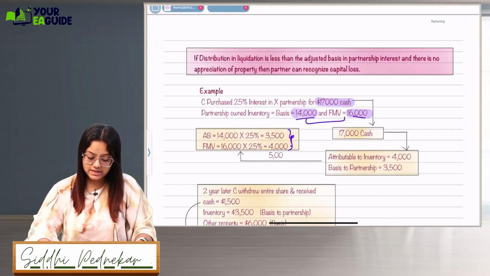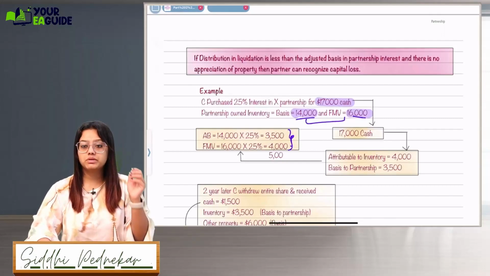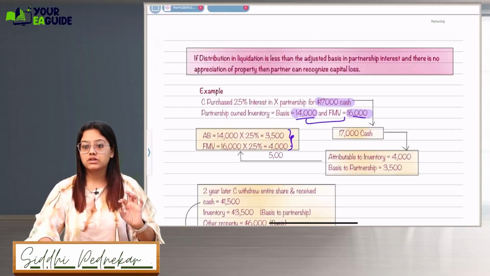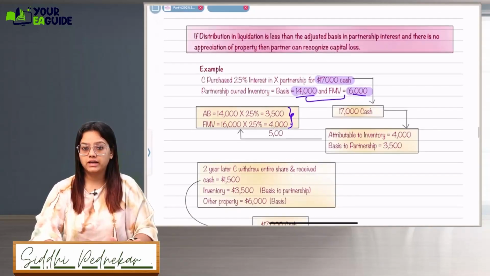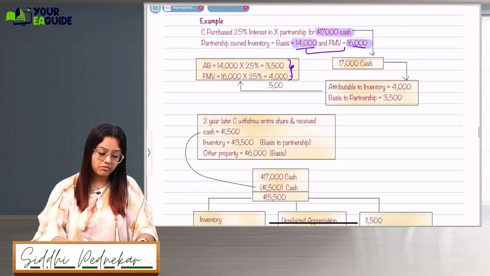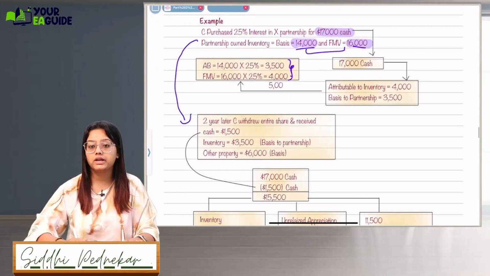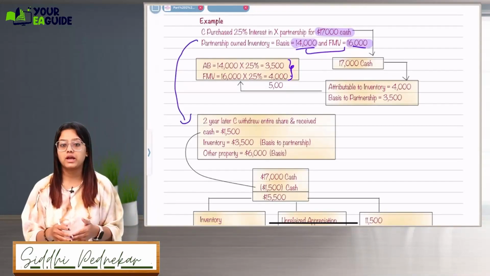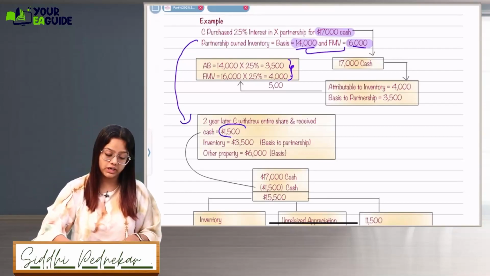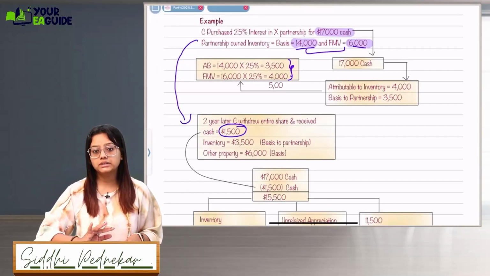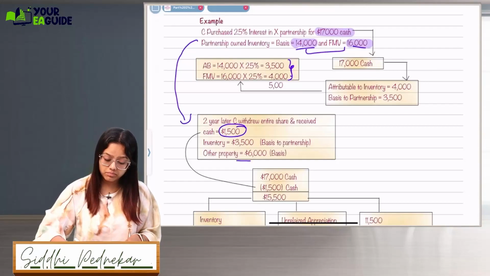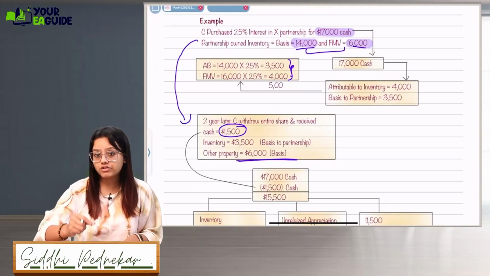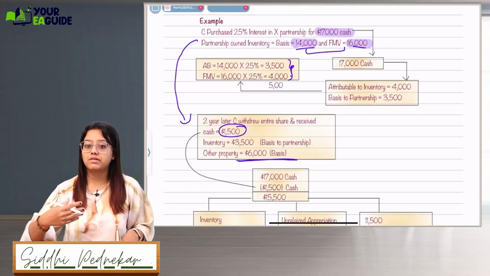Now this 17,000 is first attributable to the inventory and basis of the property. So 4,000, okay, and 3,500 like this. So 2 years later, what happened? This is a situation where 2 years later, the person withdraws the entire share and receives only cash of 1,500. So the inventory's basis we are going to take is 3,500. For other property, let's say in the year of distribution, the year of withdrawal, the other property has a basis of 6,000.